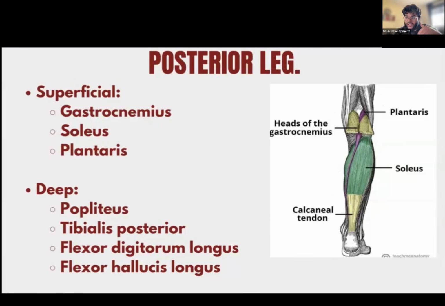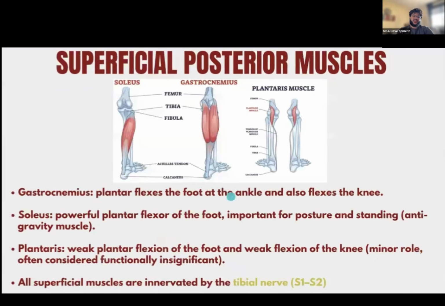The posterior compartment of the leg has two groups: a superficial group and a deep group of muscles. Superficially, you have the gastrocnemius right here. You can't see it, but it's the gastrocnemius. You have the soleus and you have the plantaris, right here behind. So these are your superficial posterior leg muscles. Let's talk about each of them in depth.